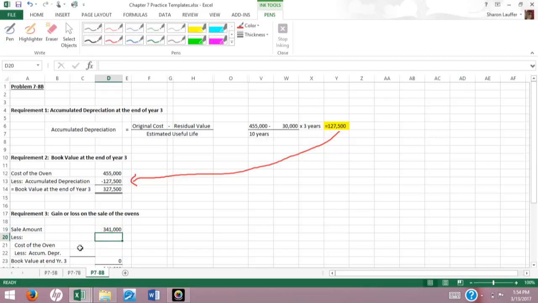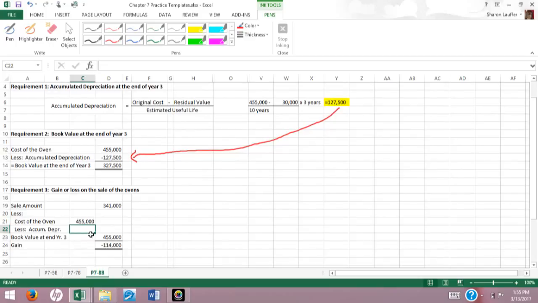And then we're going to subtract out some things. We have the cost of the ovens, which was $455,000, and that amount is given in the instructions. And then less our accumulated depreciation, which again is this amount that we've calculated up here. So that's less $127,500.